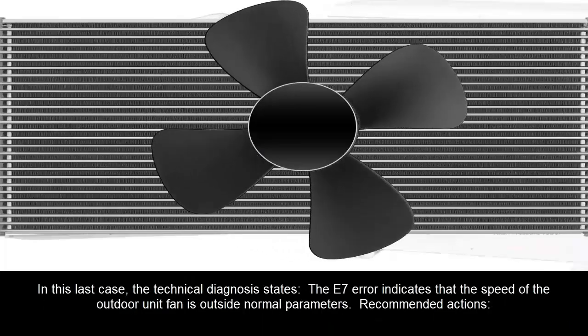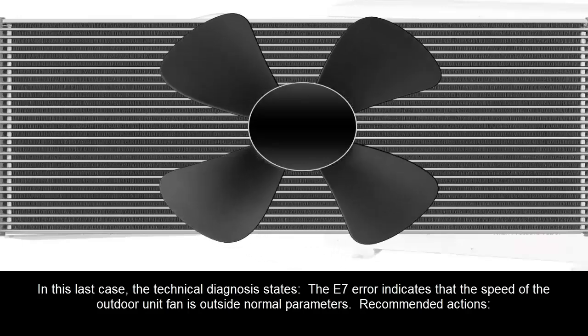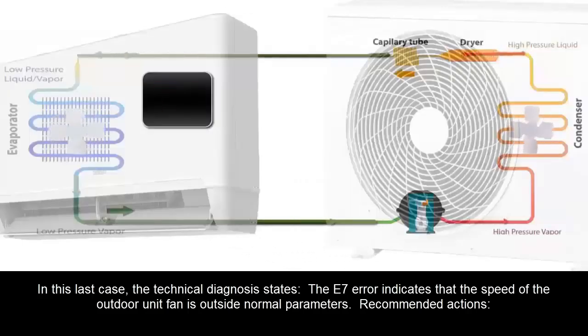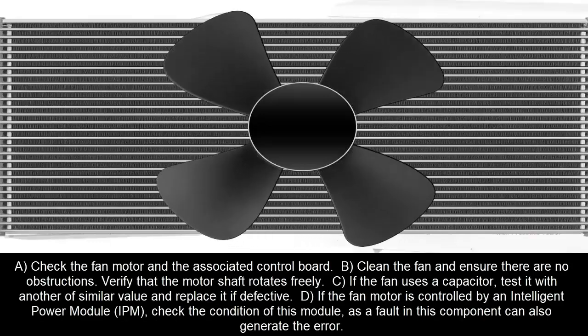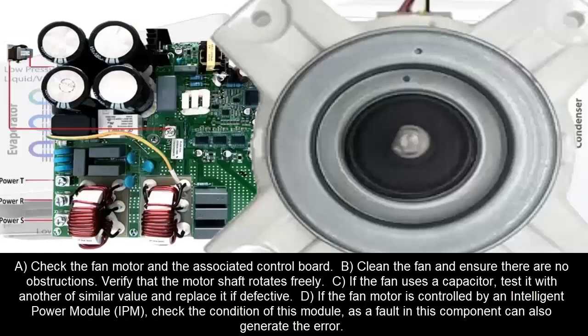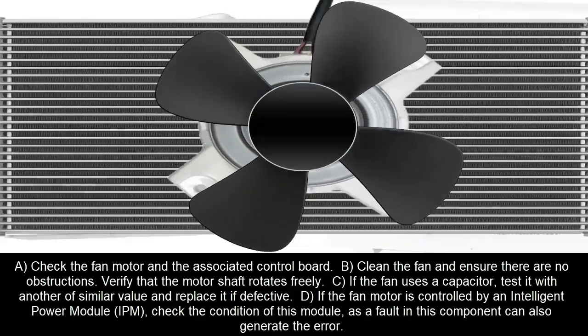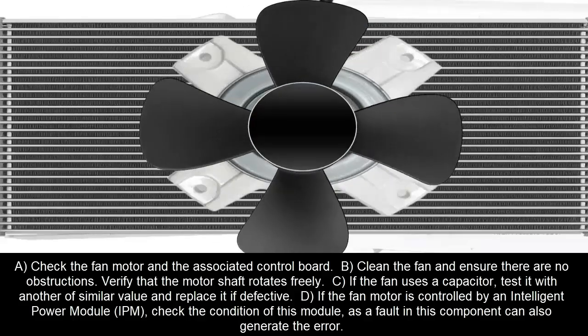In this last case, the technical diagnosis states the E7 error indicates that the speed of the outdoor unit fan is outside normal parameters. Recommended actions: A. Check the fan motor and the associated control board. B. Clean the fan and ensure there are no obstructions. Verify that the motor shaft rotates freely.